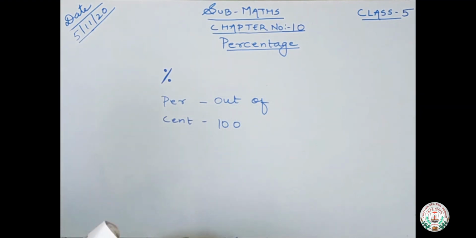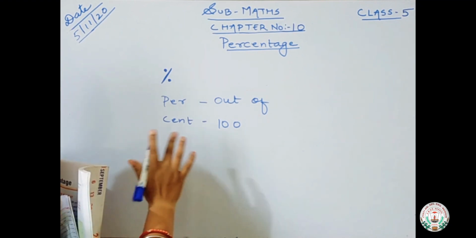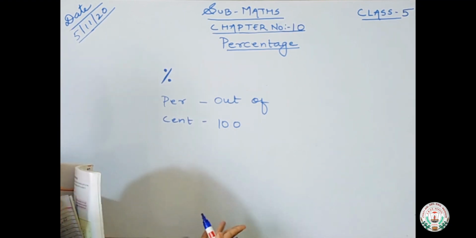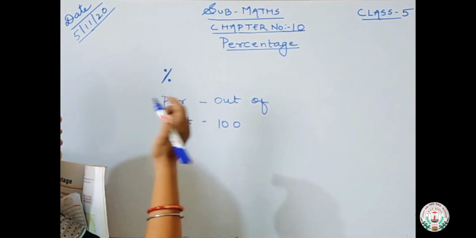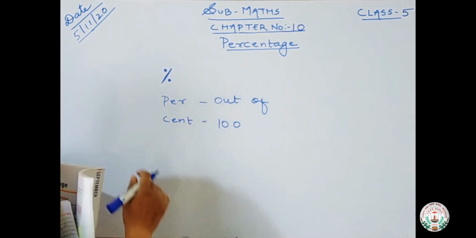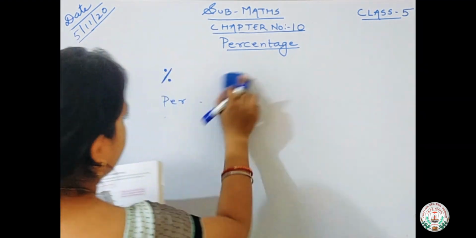So let's solve our exercise and see how we will take out the percentage. All understood? Percent is made up of two words. Per means out of and cent means 100. So out of 100 is known as percentage. Let's start our exercise. While solving our questions, we will know how to take out the percent.